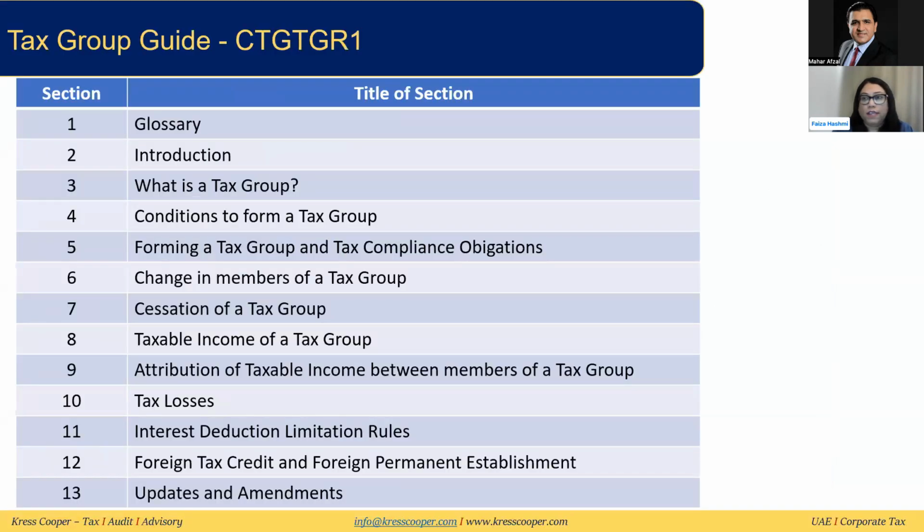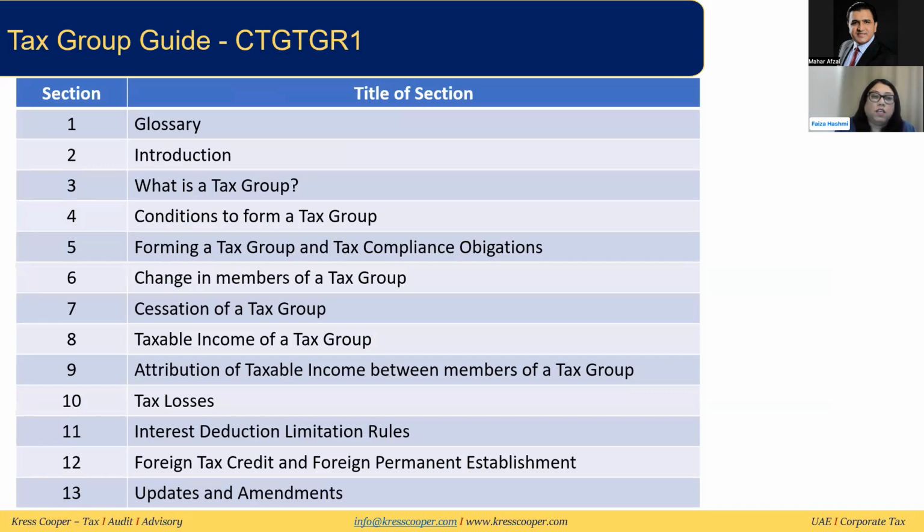So let me recap the last week's lecture and then Mahar will take you through today's lecture. Like I said, since the last 4 weeks, we have been discussing this tax group guide. Just to give you a snapshot of how this guide looks like, it has these 13 sections explaining different provisions. It is a very detailed guide and it has clarified a lot of the concepts of the tax group and a lot of questions which people had regarding this tax group.